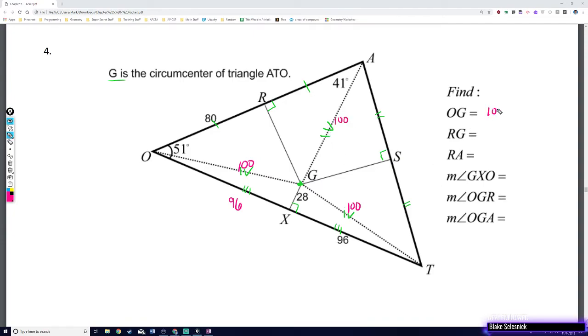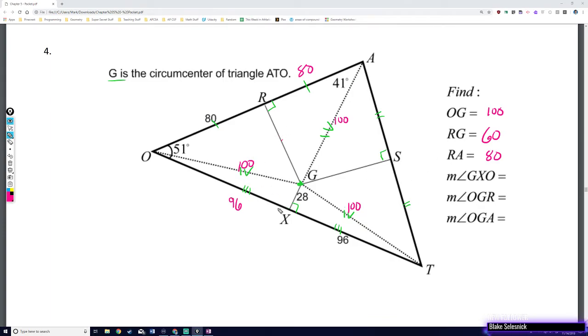So OG is 100. RG I don't know yet. RA, oh, RA I know, RA is totally just 80 because I already marked it. Okay, RG, I would need to do the same thing. Now that I know this is 100, I do have enough to do the Pythagorean theorem here: A squared, which is RG squared, plus 80 squared equals 100 squared. It ends up being 60. 60 squared plus 80 squared equals 100 squared. You do that in your calculator. Knock that down. Blam. Okay, now we get to the angle.